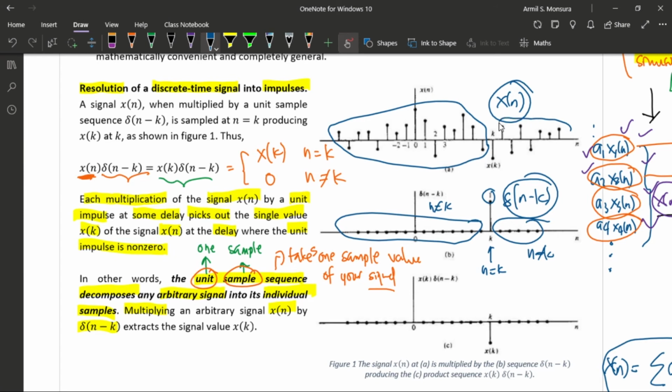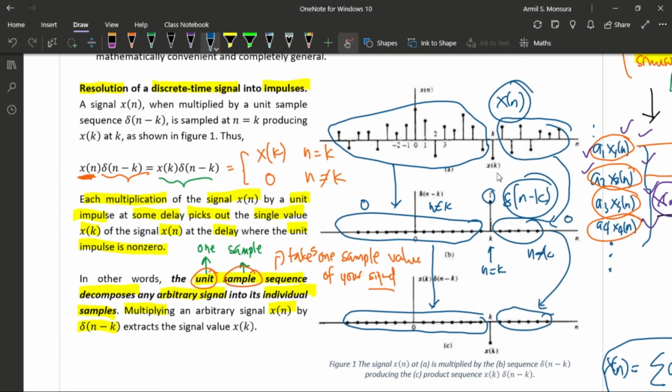Tsaka yan. Lahat kasi ng signals na yan, nakatapat dun sa 0 samples nung delta n minus k ninyo. So kung ito, multiply niyo sa 0, magiging 0 yung product niya. Yan, magiging 0 yung product nila. So, kung ito, multiply mo sa 0, magiging 0 yung product niya.